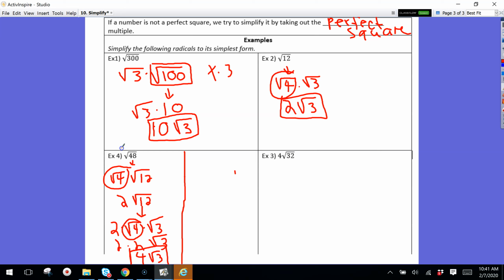Now, if I would have gotten the biggest perfect square that goes into 48, I wouldn't have had to keep doing this twice, but that's okay. It's like when you're simplifying a fraction and you simplify it and then you can keep simplifying. You can do that if you don't think of the biggest number right away. Actually, the biggest perfect square that goes into this is 16, and 16 goes into 48 3 times.